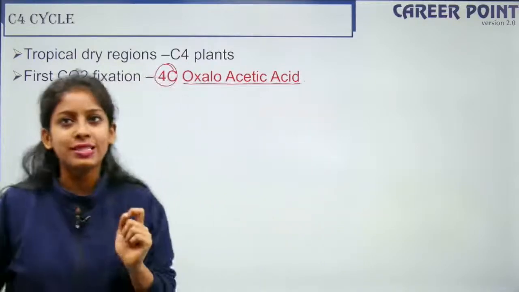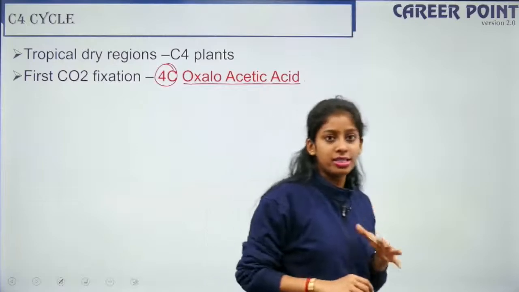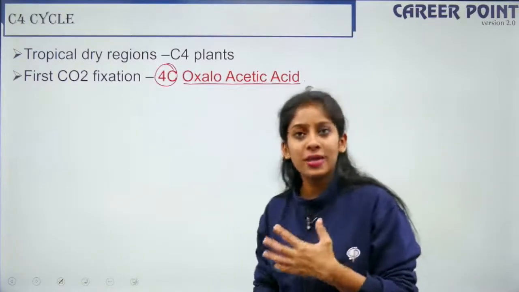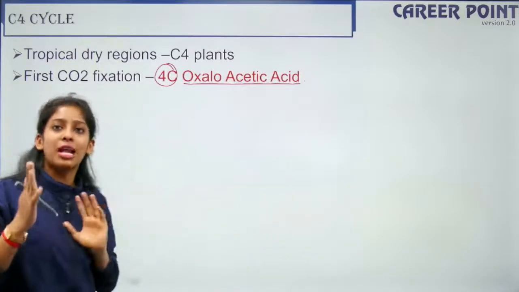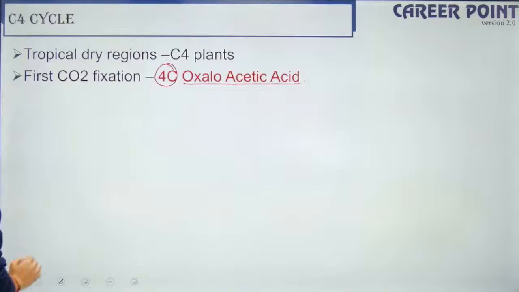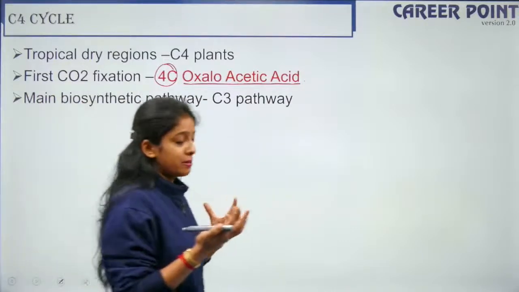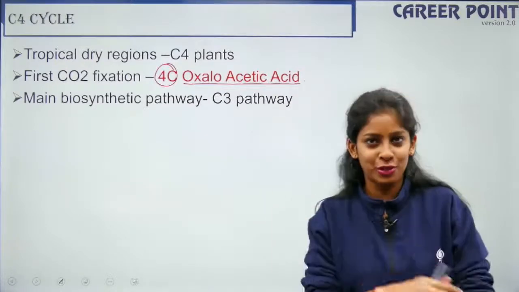That is the first difference. So in C3 plants, the primary stable product is a 3-carbon compound, that is PGA. Here it is a 4-carbon compound, that is your oxaloacetic acid. Alright, yes. But the main biosynthetic pathway is the C3 pathway. So this is where I am here to confuse you.